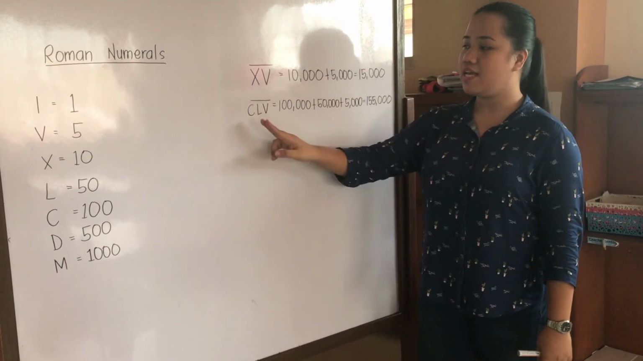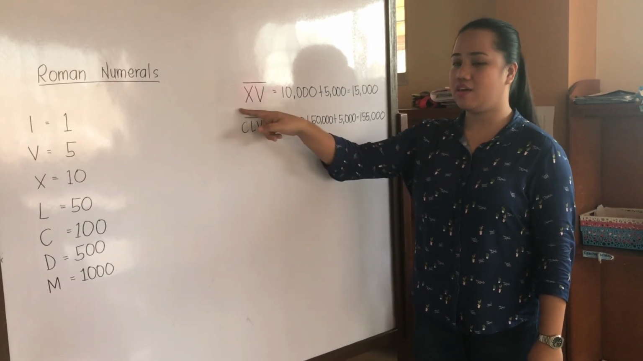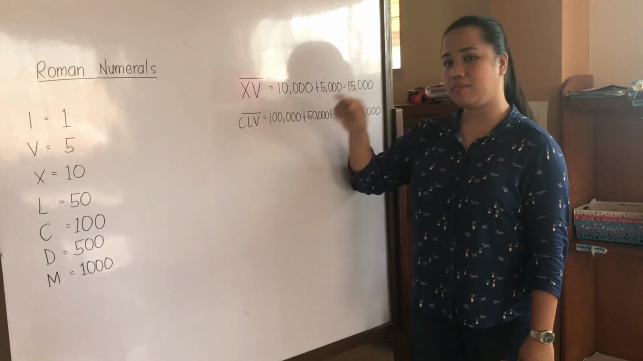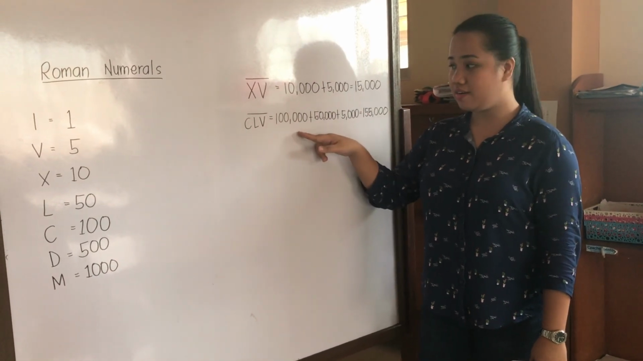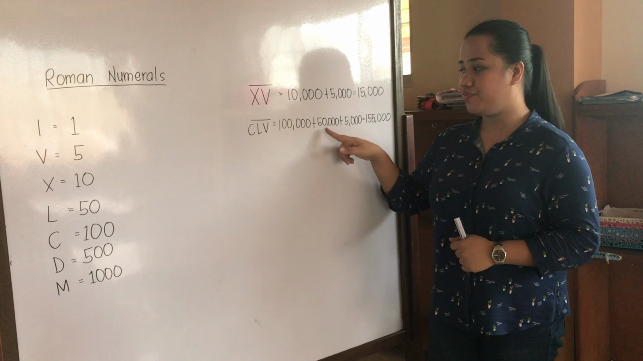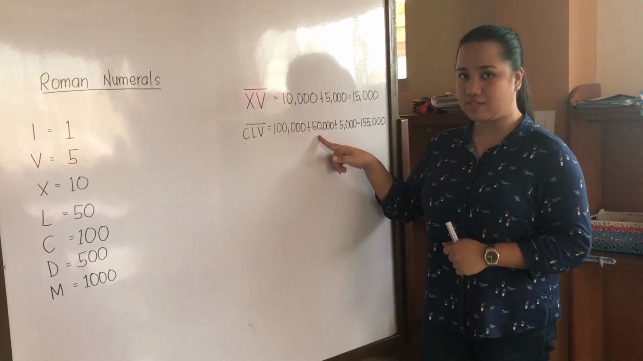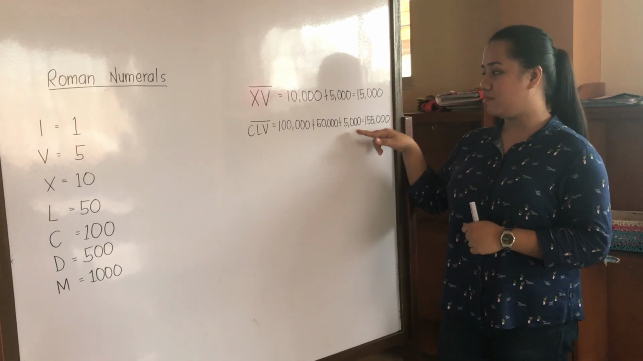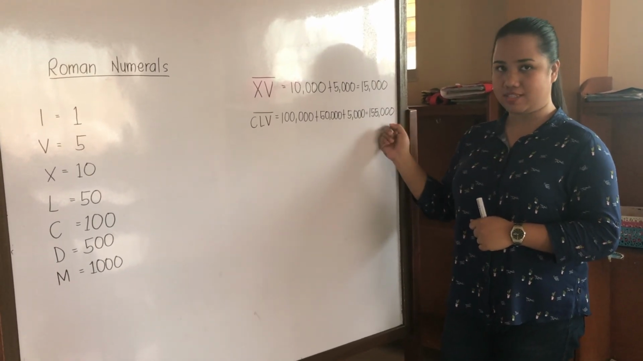Another example. C, L, V, and then a horizontal line. C stands for 100, so times 1,000 is 100,000, plus L, which is 50, becomes 50,000. And V stands for 5, which is 5,000. So it becomes 155,000.